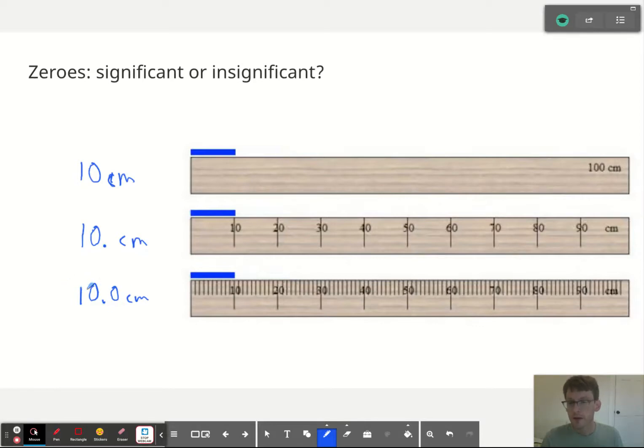So if I look here, this has 3 digits, all of which are significant. The 1, the 0, and the 0 are all significant figures. In the previous case, the 1 and the 0 are significant, so this measurement has 2 sig figs. And up here, we have just the 1 sig fig for the 10 centimeter measurement without the decimal point.